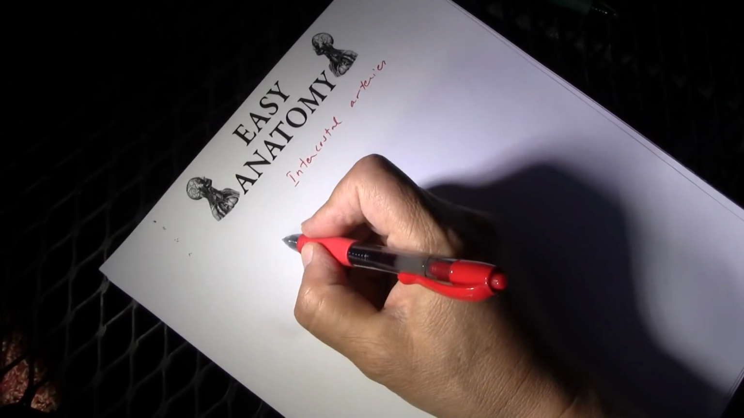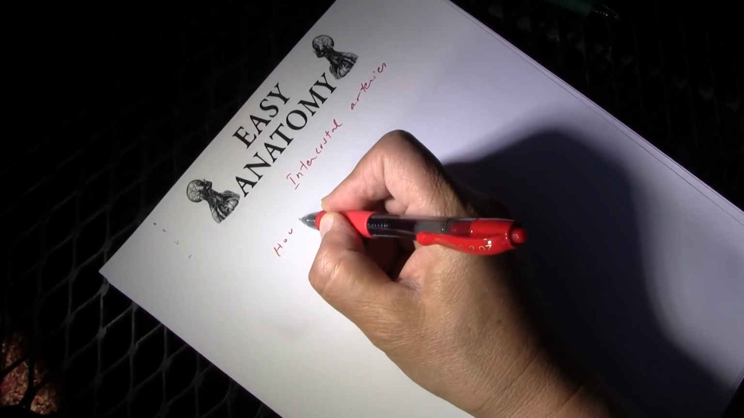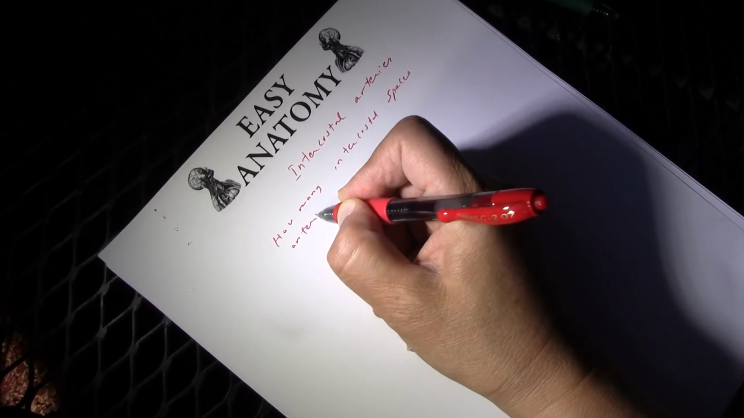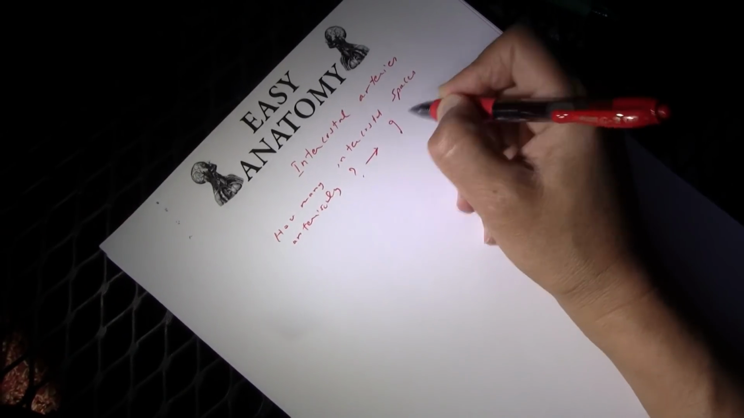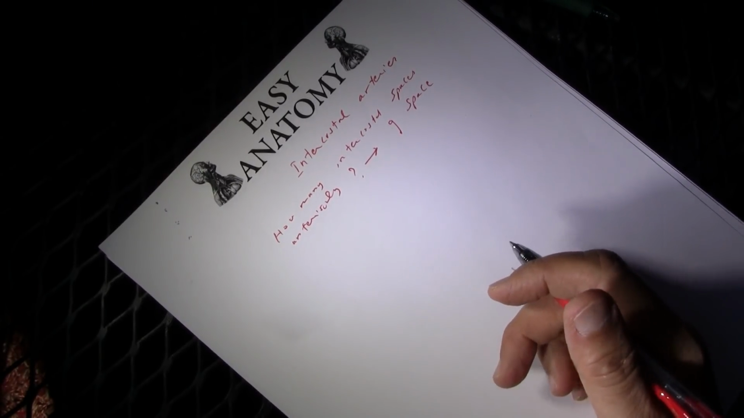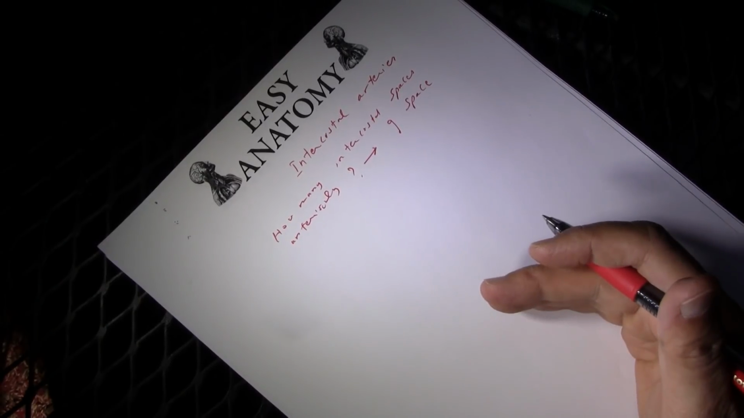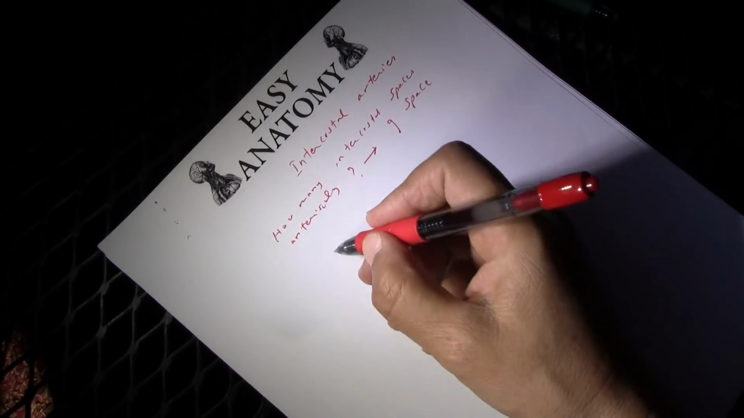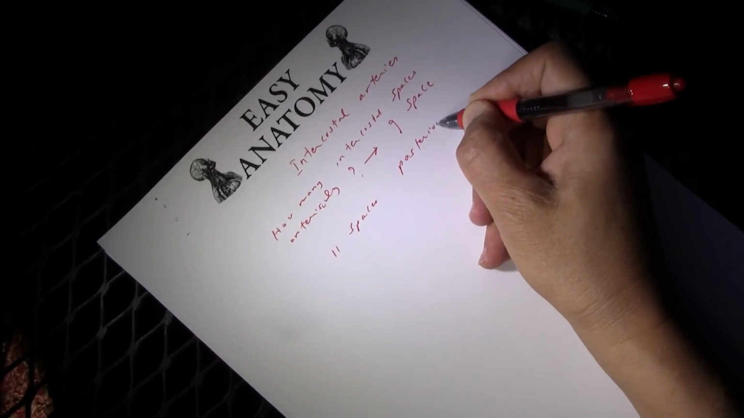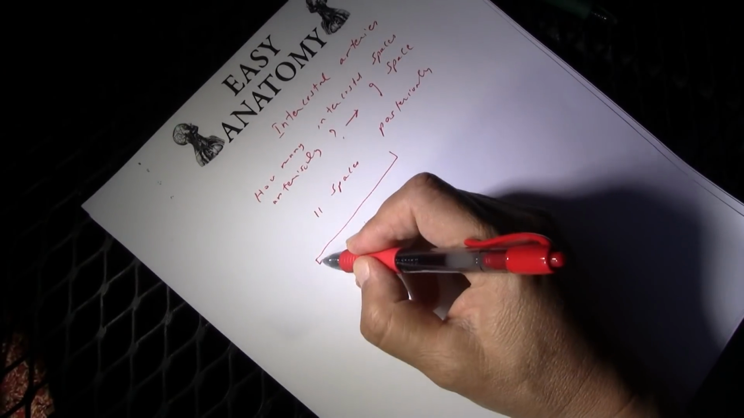So, first, how many intercostal spaces anteriorly? The answer is we have only 9 spaces. Why do we have 9 spaces anteriorly? Because rib number 11 and 12 are floating, so they don't reach anteriorly. That's why we don't have 11 spaces anteriorly, but we have 11 spaces posteriorly.